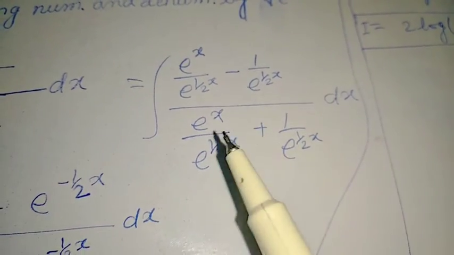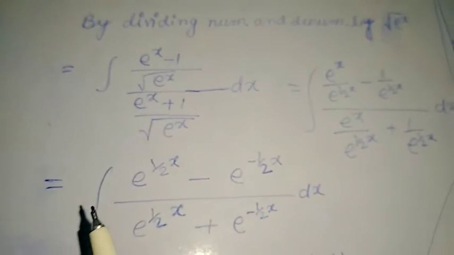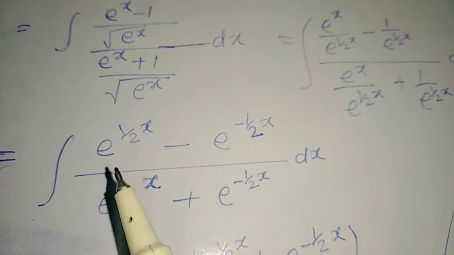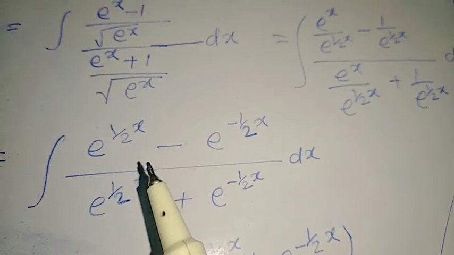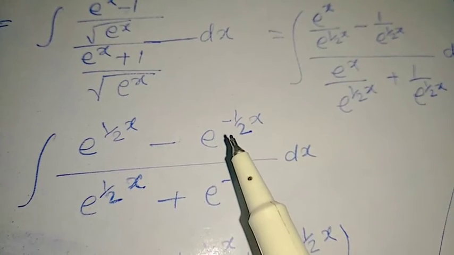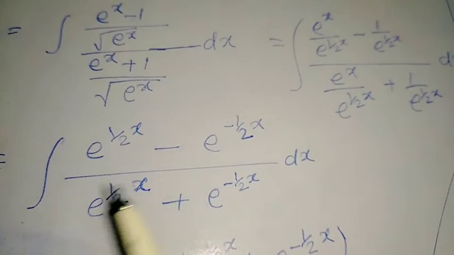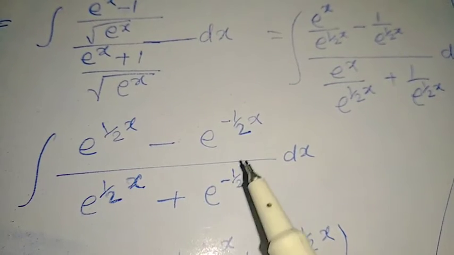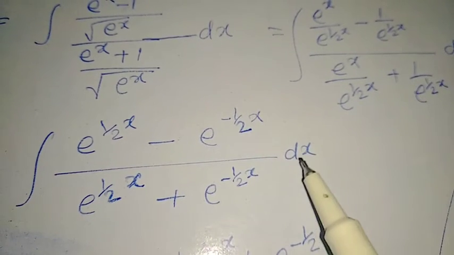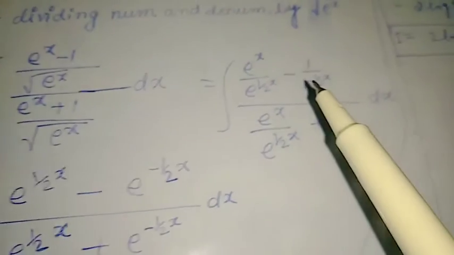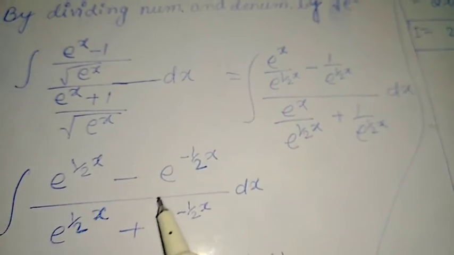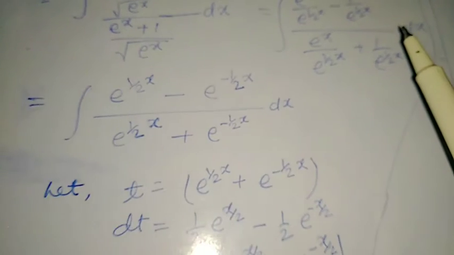So you can see here in the next step we have written integration of e to the power half into x minus e to the power minus half into x upon e to the power half into x plus e to the power minus half into x into dx. So this can be written as this.